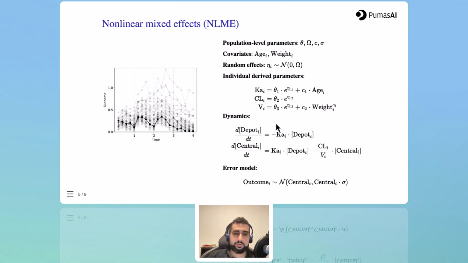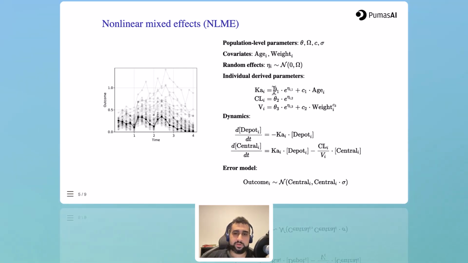So we usually assume that we have this sort of structure of the dynamics, and this structure has certain parameters like Ka, the absorption parameter, Cl, some clearance parameter, and Vi, some volume of distribution parameter. Now, those parameters are unique to each individual, so they're not really the same parameter for every person. Every person has slightly different parameters.